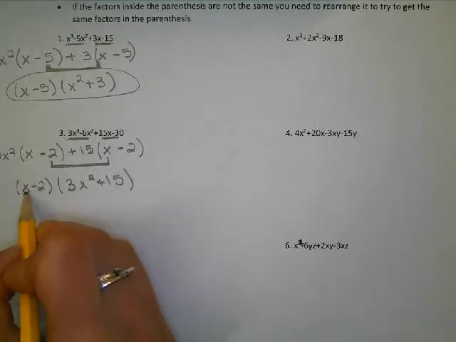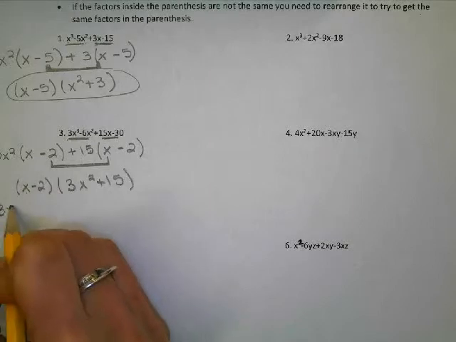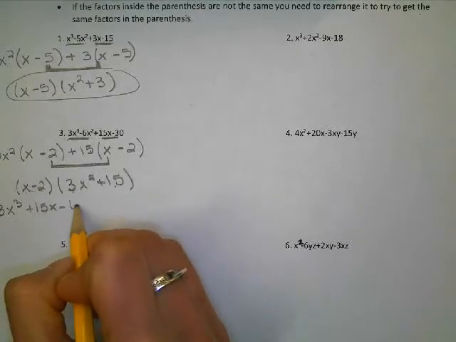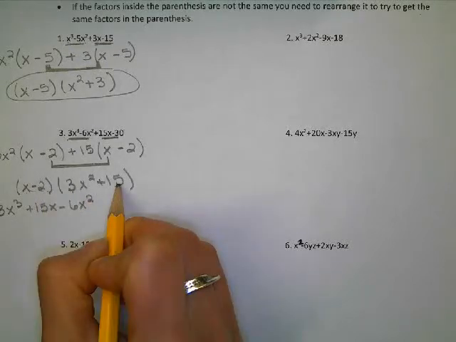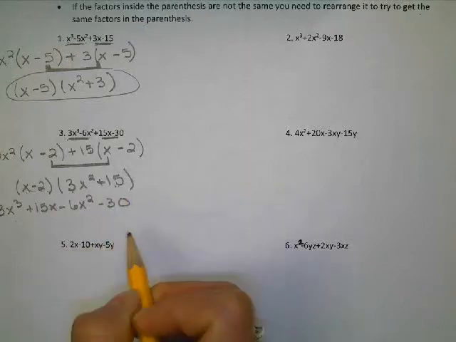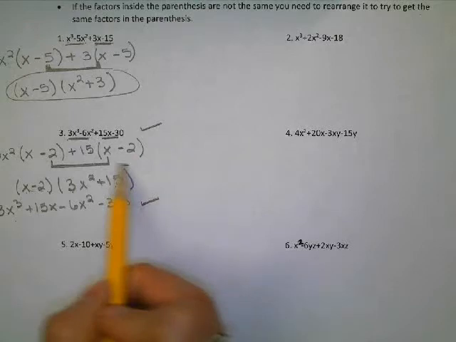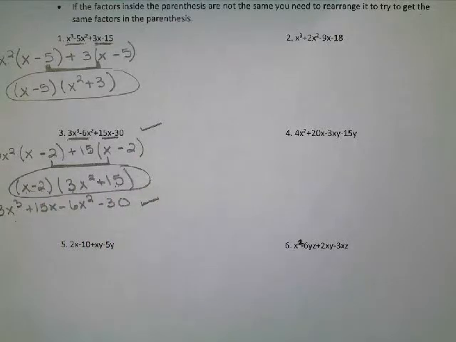If I go back through and multiply, x times 3x squared gives me 3x cubed. That gives me 15x. That gives me negative 6x squared. And those last two give me negative 30, which is in fact the same as what I started with. So this is my factored equivalent form.